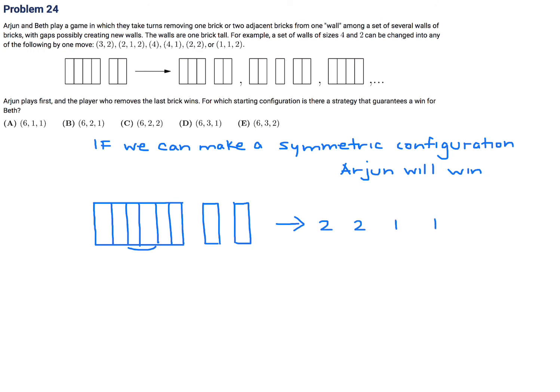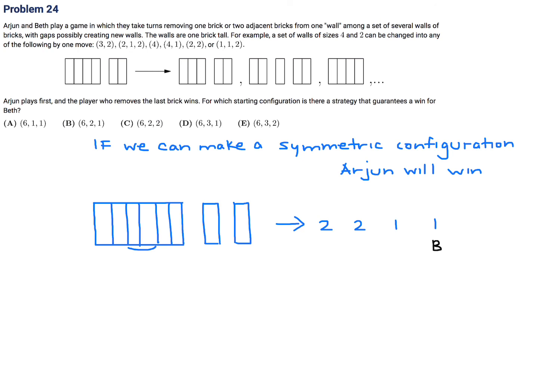That's what I'll end up with. Now, Arjun has already gone. Now it's Beth's turn. Beth, let's say, has to choose something to remove. So let's say she removes that. Symmetric basically means that you have two numbers that are the same and two numbers that are the same, or 4 numbers that are all the same. So this is symmetric. We have 2 numbers that are the same and 2 other numbers that are the same.